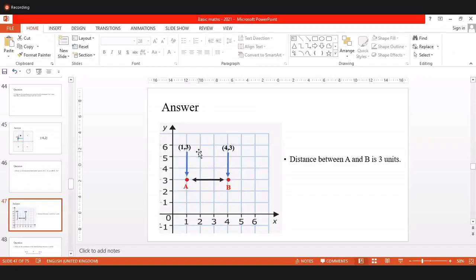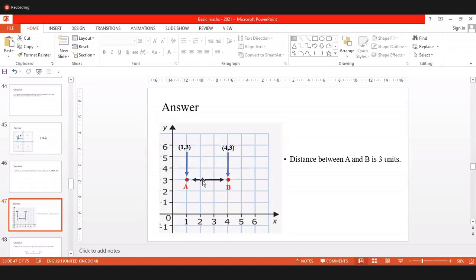Yes or no? Manasi, yes? Yes, sir. Right. We study this one, right? So here I am giving you 1, 3, 4, 3. Then you can simply say, right, this y value is not changing. It is a constant, right? So x is changing. Then we can simply subtract.